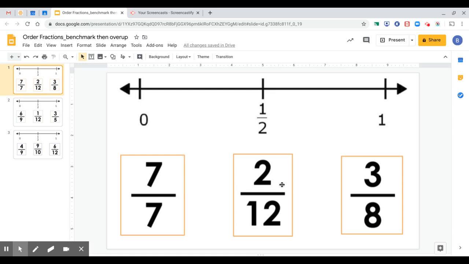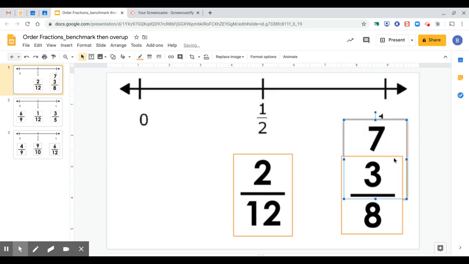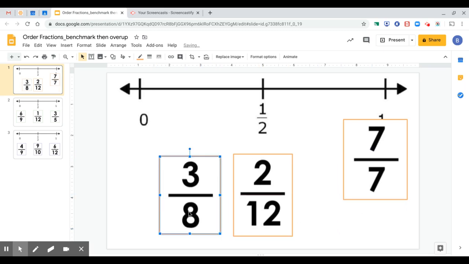So I like to use the benchmarking first. It kind of eliminates some extra work if I can just estimate where they're going to go on the number line. So I know that 7/7 is exactly one whole, so I can go ahead and move that down to the end because I know that's going to be my biggest fraction. Then I have 2/12 and 3/8.